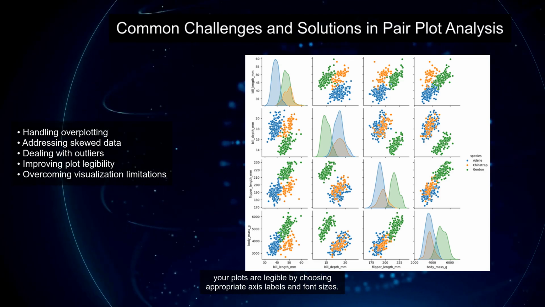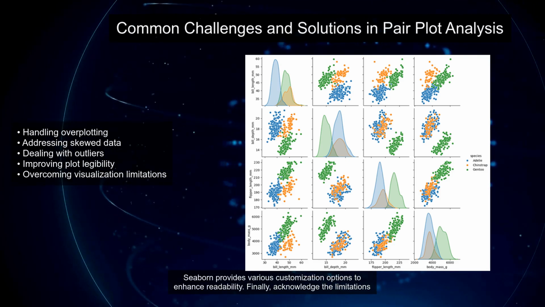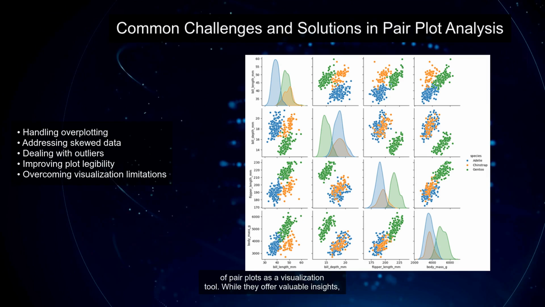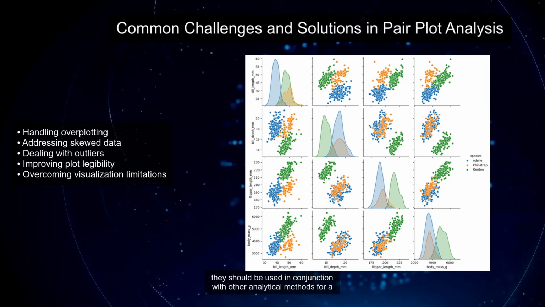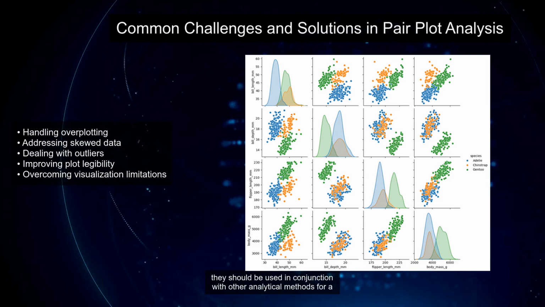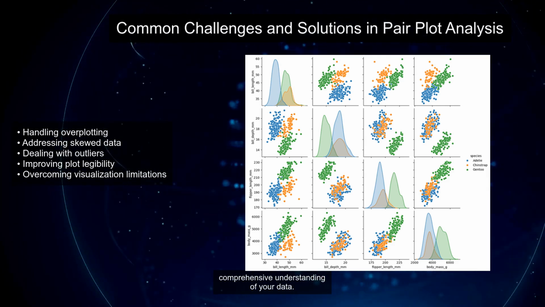Additionally, ensure your plots are legible by choosing appropriate axis labels and font sizes. Seaborn provides various customization options to enhance readability. Finally, acknowledge the limitations of pair plots as a visualization tool. While they offer valuable insights, they should be used in conjunction with other analytical methods for a comprehensive understanding of your data.